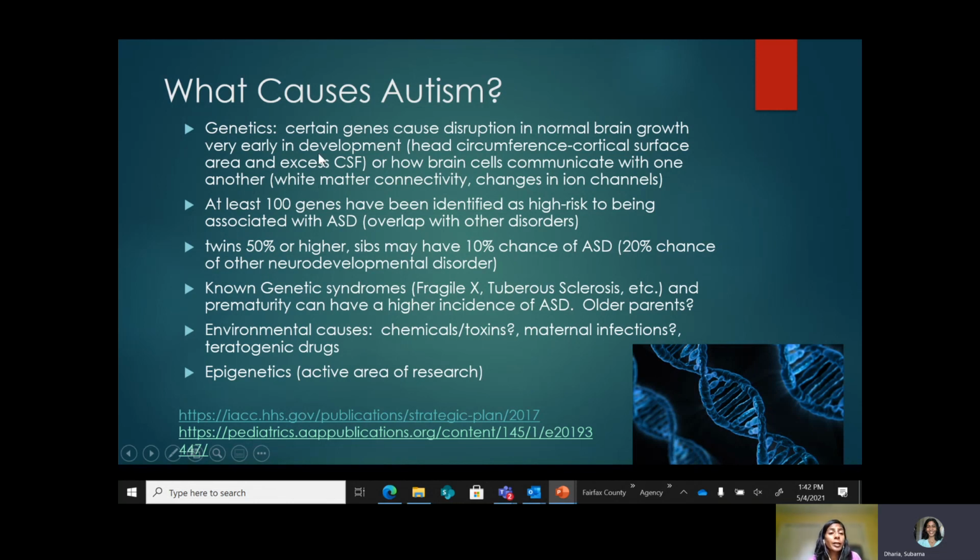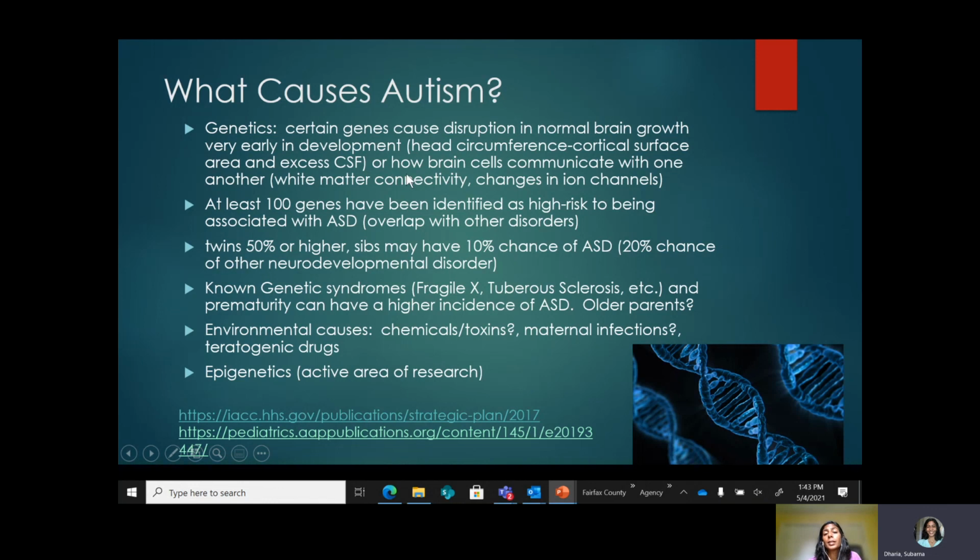So the one area that we're quite certain does play a role in autism is genetics. There's several theories as to what might happen for children who have autism. It could be that their brain growth is disrupted in such a way that they tend to have a larger head circumference. This is something that we see when we're physically examining a child with autism. And this could be because of cortical surface area growth or excess cerebrospinal fluid, so the fluid inside of their brain. Honestly, it's hard to know for sure if this is why those children have a larger head circumference. That's still, I think, up for debate.